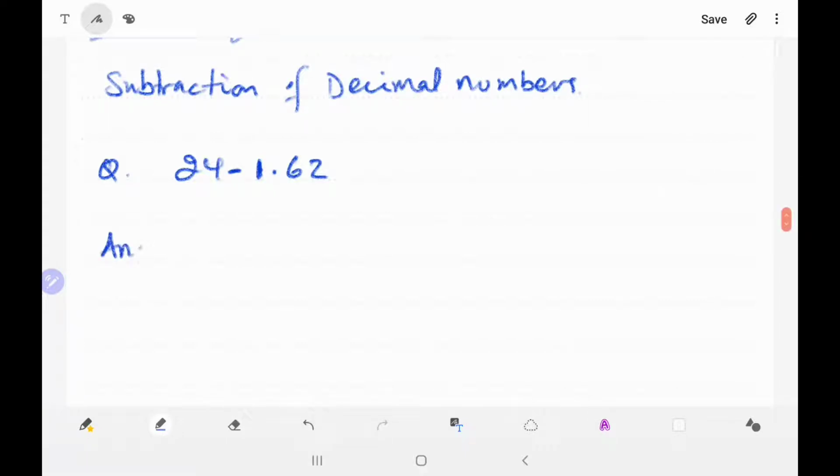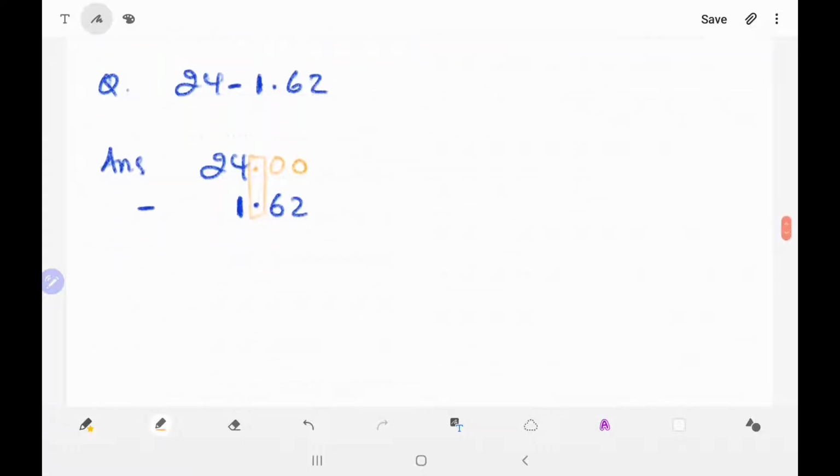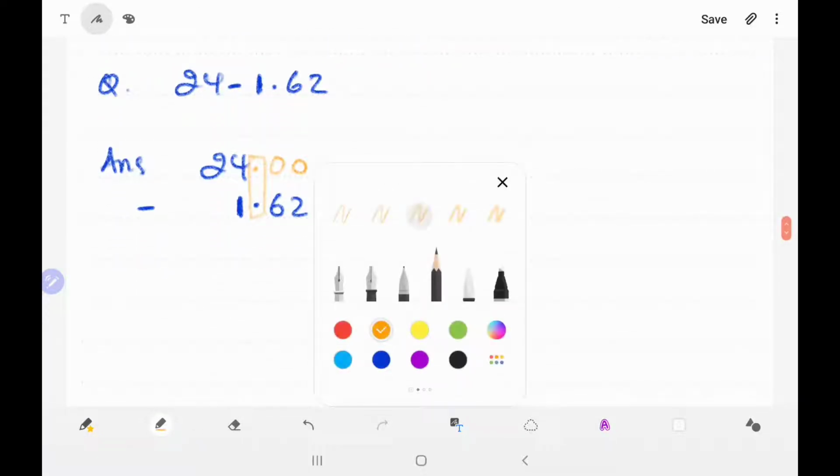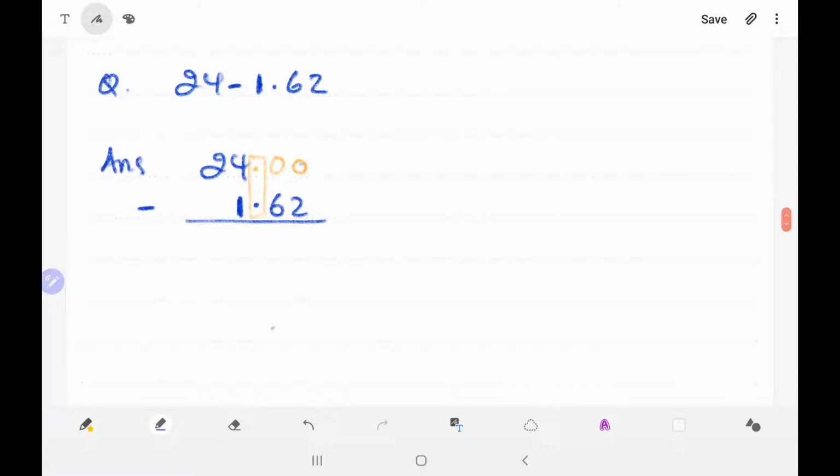So for the answer you write 24, but in here we write 1 for the whole number, and of course there's a dot, 62. You are allowed, Josie, to write 0 0 here. It would never change anything, so it is still 24 with 0 0. Okay, if you want you could do it this way, but the key point is the dot is aligned.